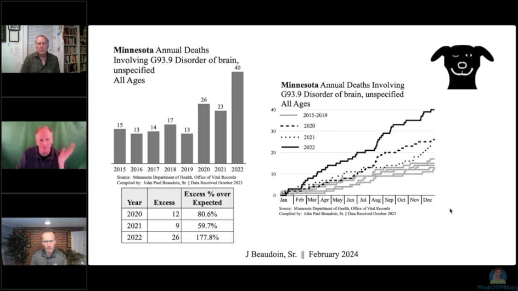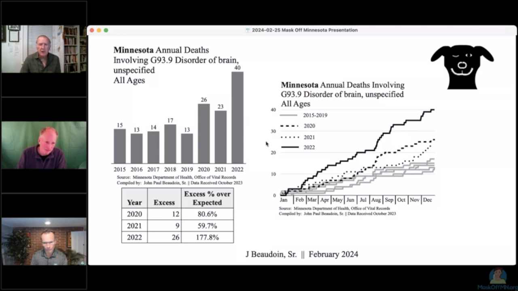I don't know, I looked it up before. I forget a lot of these. And here's another lazy category: disorder of the brain unspecified. So you have them not putting it in for maybe stroke or something, and they throw it into that category. But look at the one on the right here. It just shows you. It just takes off like crazy.